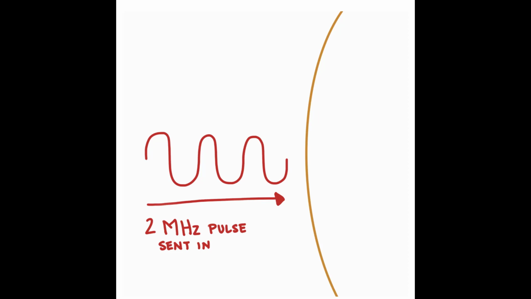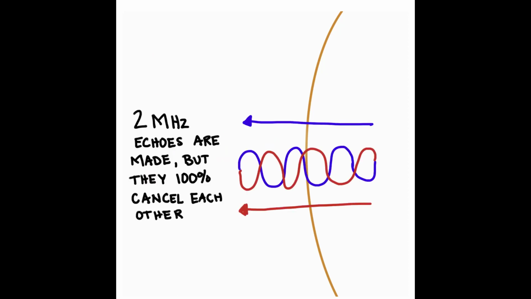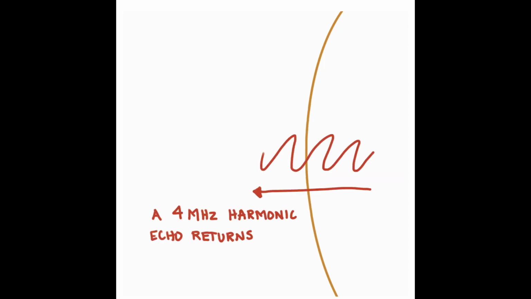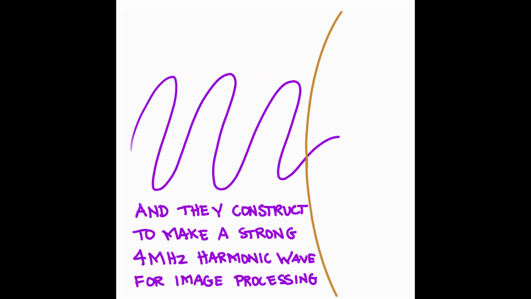So again, pulse goes in, 180 degree pulse also goes in. Remember, 2 pulses per scan line cancel each other out. The fundamentals cancel each other out. Harmonics from one wave come back. They combine with the harmonics of the other wave. That combination is a construction. They're going to double in size, making it a very strong wave.